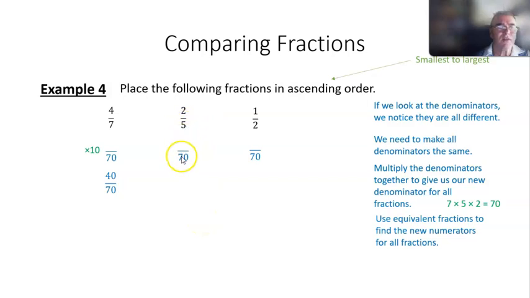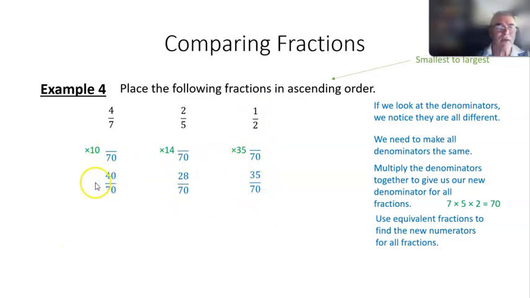How do I change a 5 to a 70? It's got to make it larger, so I've got a times. 7 times 2 is 14. Take the other denominators. So 5 times 14 should give me 70. Have to do the same with the numerator, don't forget, because they're equivalent fractions. So 2 times 14 gives us 28. So 2/5 is the same as 28 out of 70. And we'll do the same with 1/2. 2 times 35 is 70. So 1 times 35 is 35 out of 70.